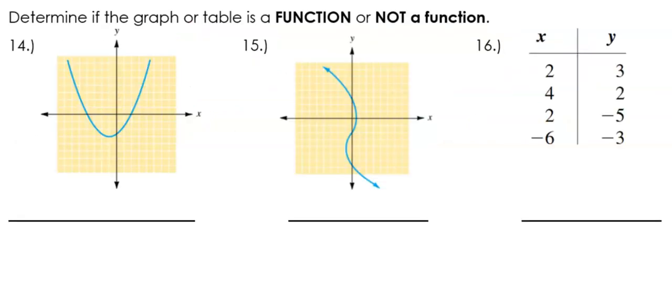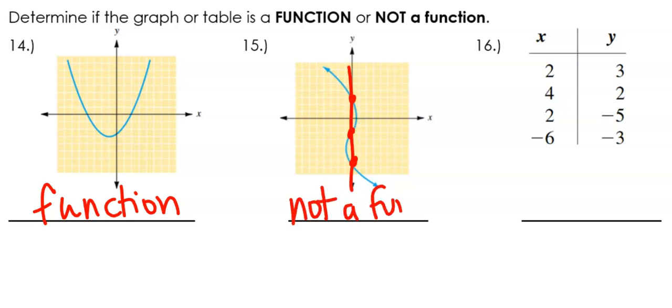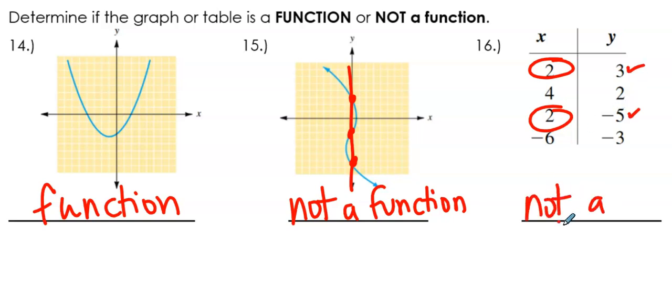Numbers 14, 15, and 16 ask you if the graph or table is a function. If you're a graph, you would pass the vertical line test, meaning you never touch the graph at 2 different locations at the same time. So this is a function. But here, my vertical line would touch the graph multiple times. So this is not a function. When you have a table, you're looking for repeating x's with different y values. This is not a function.